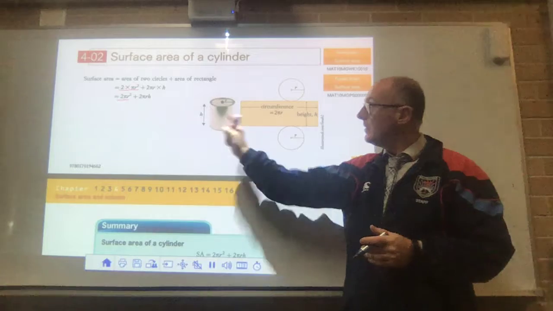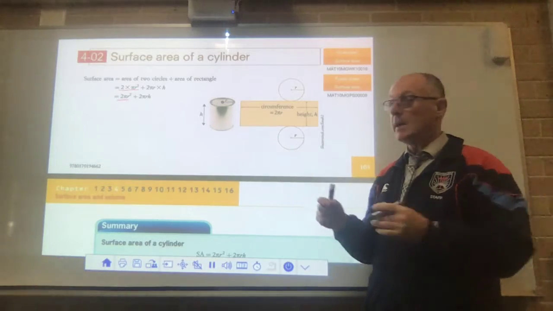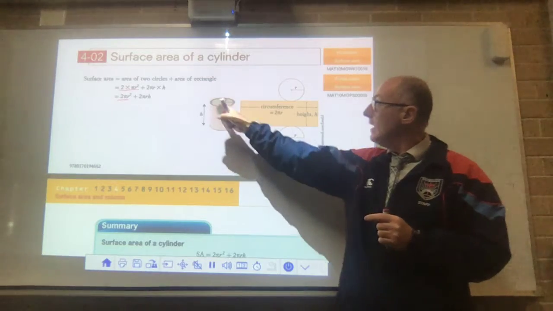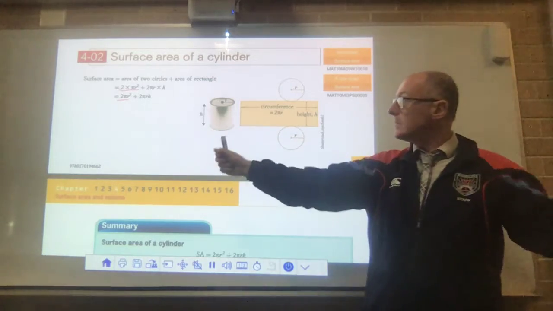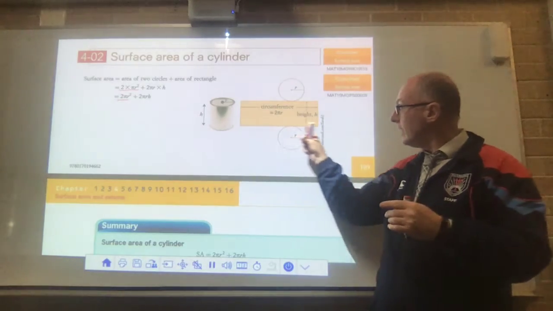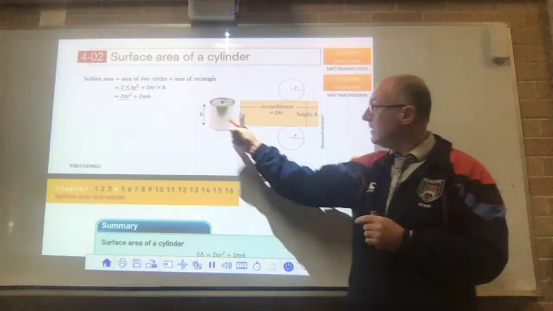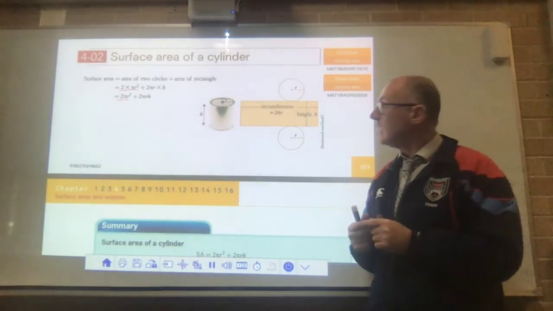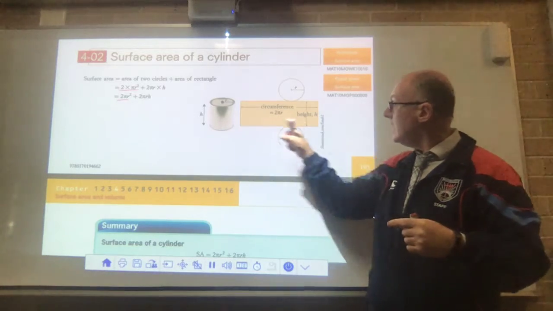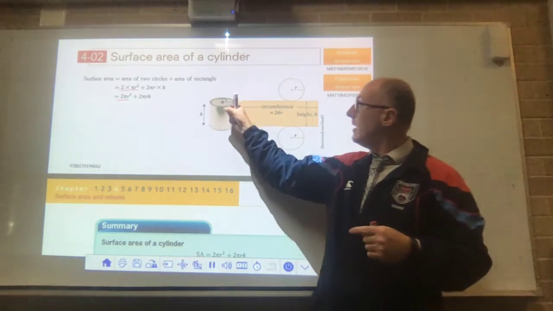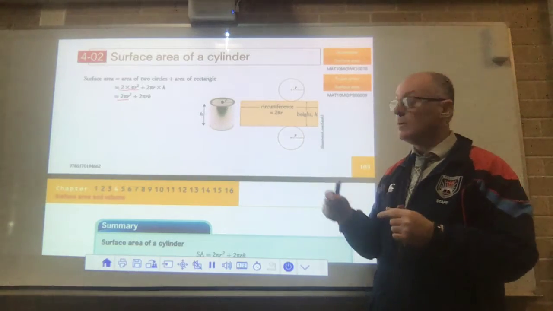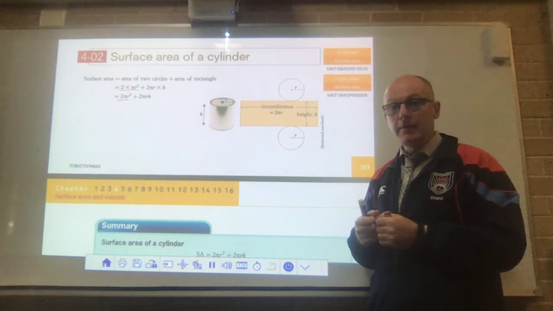The curved surface, if you open it up, is a rectangle. We know that this bit here, which we call the height, is the same as this length here. However, this length is not so obvious. You can't see the length of this curved surface. If you think about it, the distance from there to there is the same as the circumference of the circle. So the length of that rectangle is the same as the circumference of a circle.